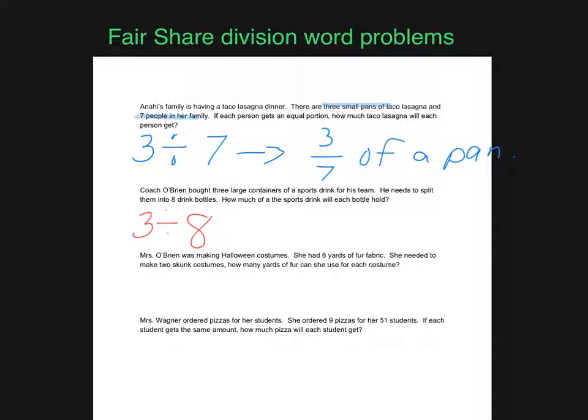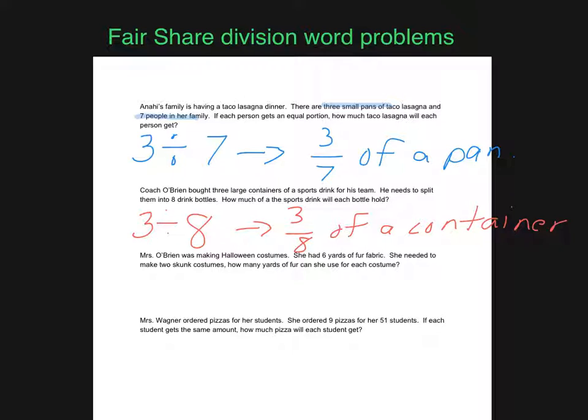into 8 drink bottles. And much like the problem before, when we have our division problem, we can turn that into a fraction, which is 3/8. And we just put our label in there. It's 3/8 of a container.